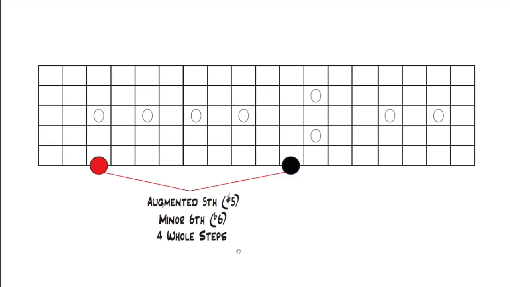Go up another half step. Now we are on another one that has 2 different names. Again, don't worry about which one to call it for now. Just realize that there's 2 common names that you can call this interval, and it depends on the musical situation, which we'll talk about in later lessons. And that's an augmented fifth, which is also known as a sharp 5, or a minor sixth, which is also known as a flat 6. And this is 4 whole steps apart.